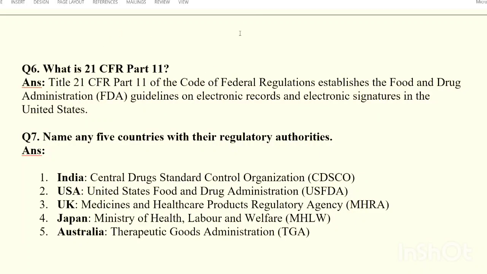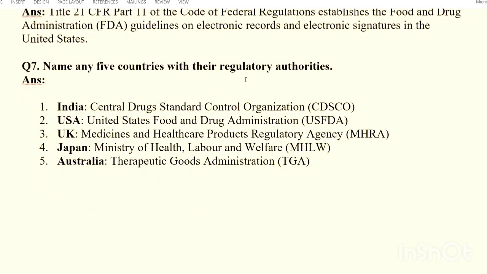So next, what is 21 CFR Part 11? My dear friends, 21 CFR Part 11 is from the Code of Federal Regulations. It establishes the FDA, Food and Drug Administration, guidelines on electronic records and electronic signatures in the United States. So 21 CFR Part 11 is related to electronic records and electronic signature guidelines.